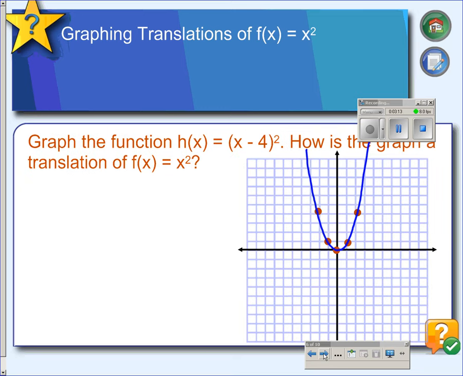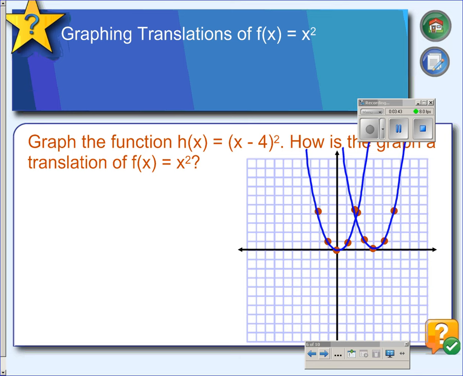Another transformation that could take place is one like this, where you have x minus 4 in parentheses. So in the order of operations, we would subtract 4 first and then square it. That transformation ends up making your graph go to the right 4 units. And I know it seems unusual that it would go to the right, but if you try some calculations on your own, you will find out that it actually does go to the right.